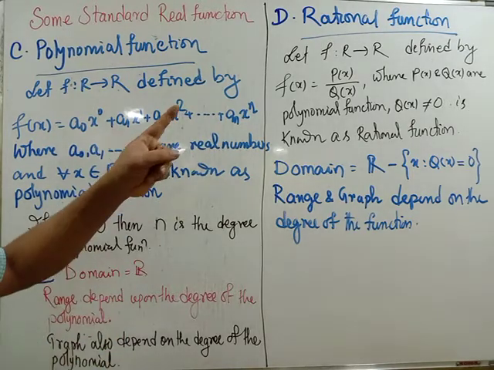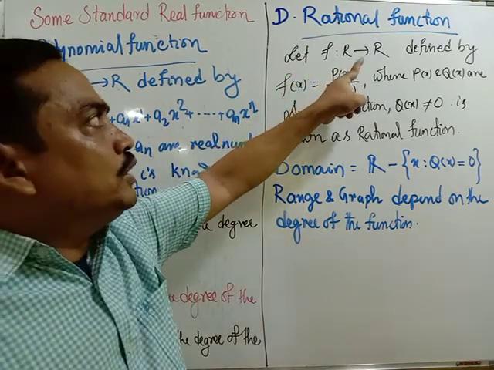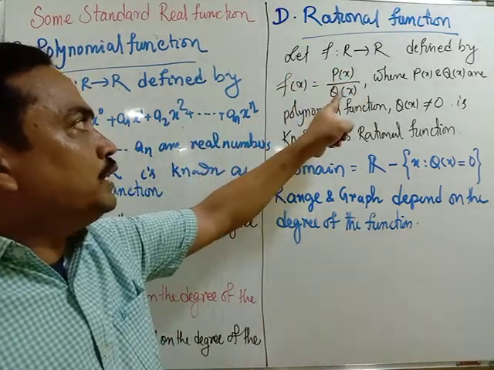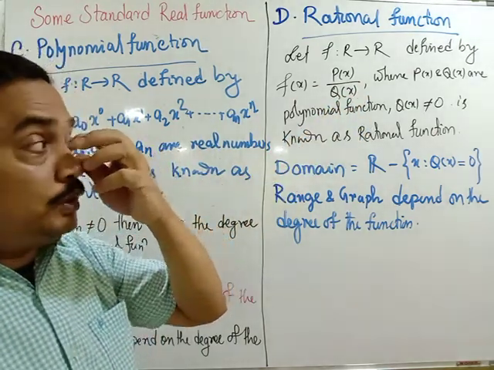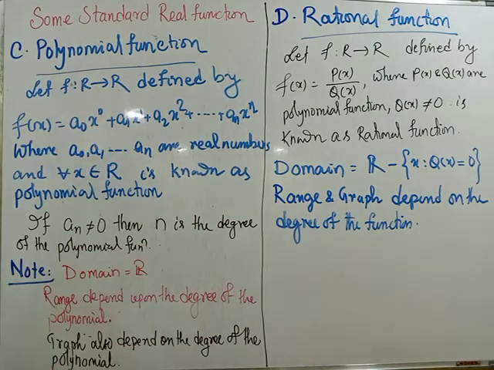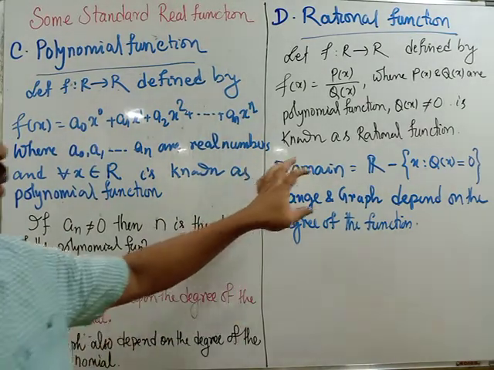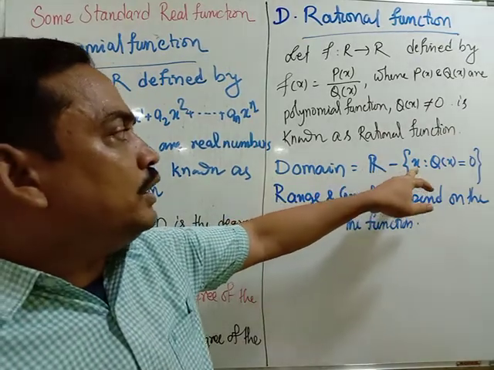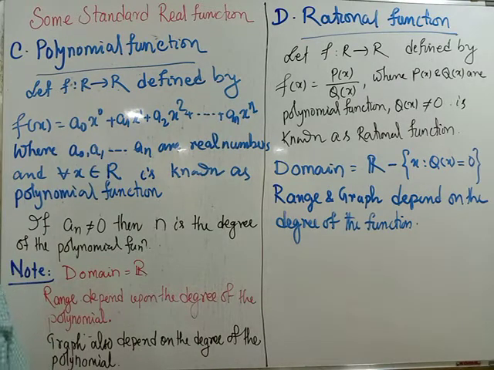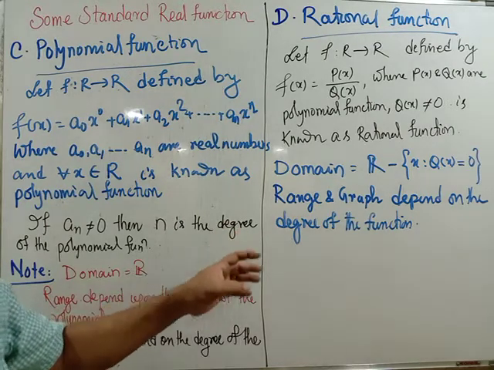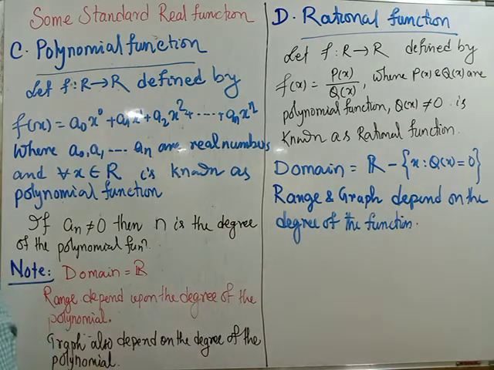Next, another type of function is the rational function. f is a function from R to R defined by f of x is equal to p of x by q of x, where p of x and q of x are polynomial functions and q of x is not equal to 0, is known as a rational function. And here the domain will be R minus {x : q of x = 0}. Those x where q of x is equal to 0 will be removed. We already did this in an example in our previous video. And the range and graph again depend on the degree of the function.